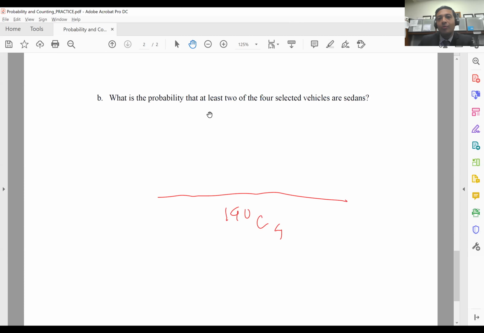However, in the numerator, I'm trying to find the number of ways that at least 2 of the 4 selected vehicles are sedans. So at least 2 means what? 2, 3, 4. 2 or more. So I can have a set of choices in which I have 2 sedans, or I can have 3 sedans, or I can have all 4 as sedans, right?